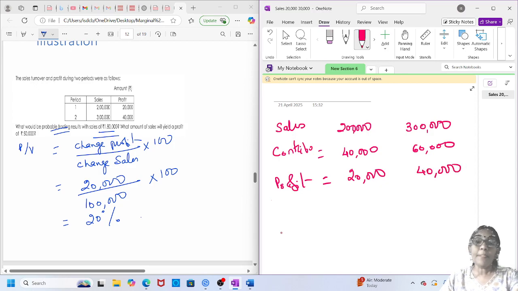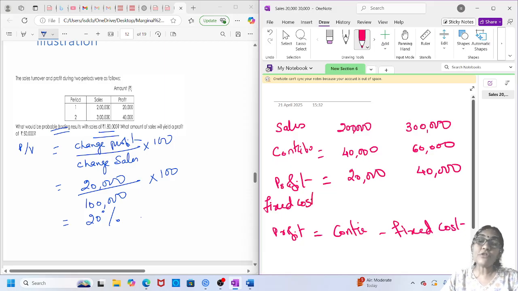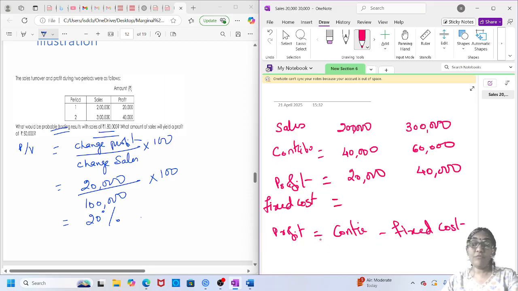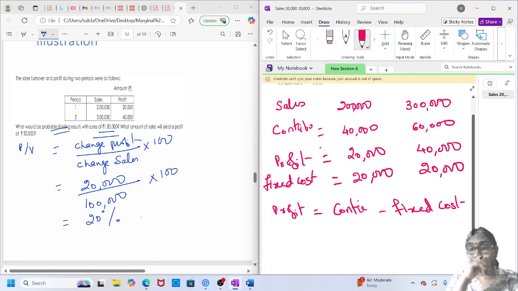Now if you remember, profit is calculated as contribution minus fixed cost, right? So we have the contribution, we have the profit. So if you rearrange this, you will be able to calculate the fixed cost. Fixed cost in this case would be contribution minus profit, which will be 20,000. 20,000. Fixed cost remains the same irrespective of the volume, right?